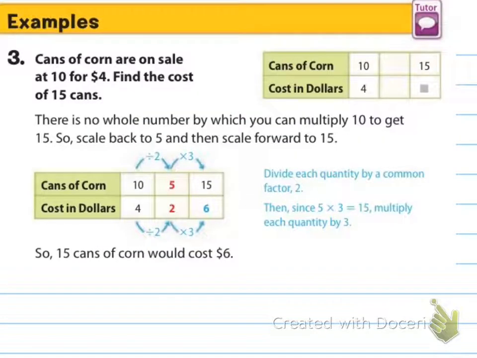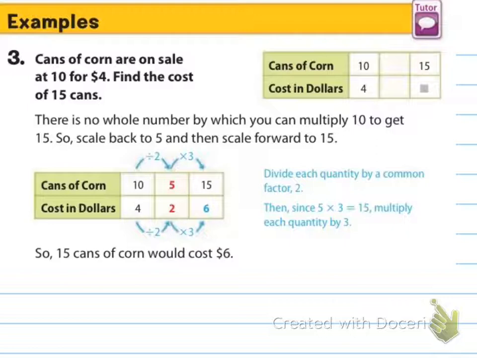All right, so this was example number 3 from the book, and it said cans of corn are on sale for $10 for $4, and find the cost for 15 cans. So obviously, this is not a situation where we're going to go straight from 10 to 15 and understand where we came from. It's not that easy. So this time we need to find a middleman, because there's no times 2 or times 3 or times 4 or even dividing to get us to 15. We actually have to come up with something a little bit more in the middle to be able to get to that next point.